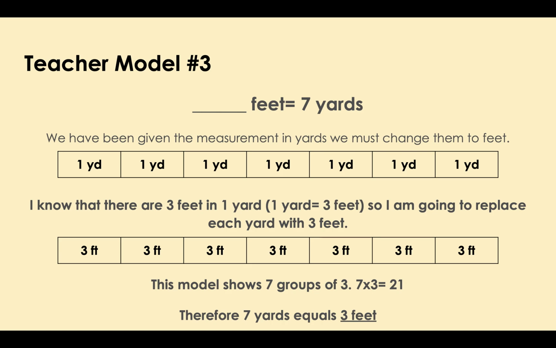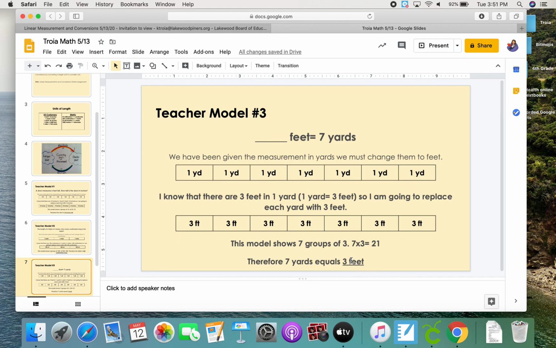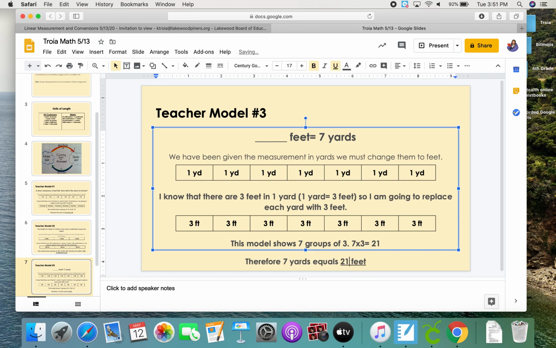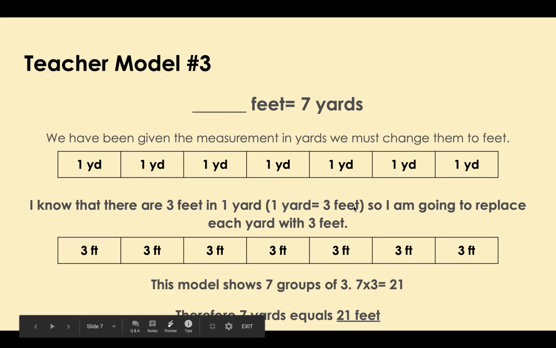I know that there are 3 feet in 1 yard because 1 yard equals 3 feet. So I'm going to replace each yard with 3 feet. So I repeated 3 feet 7 times. This model shows 7 groups of 3. 7 times 3 equals 21. Therefore, 7 yards equals, we need to change that to 21 feet. Okay. Sorry about that mistake. That was my fault.